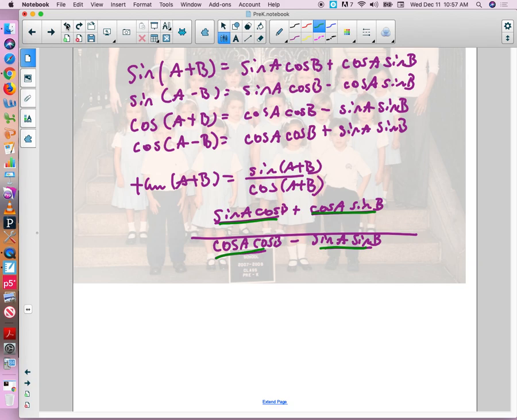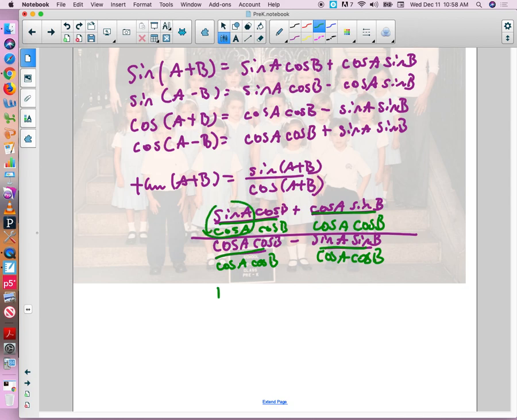I'm going to divide by, which one? Here you go, pass it. Sorry, I divide by the bottom one, not the top one. And this collapses in a more convenient fashion.